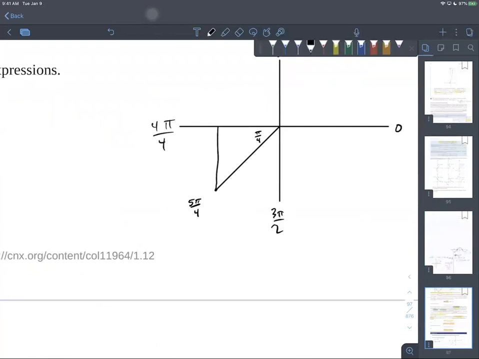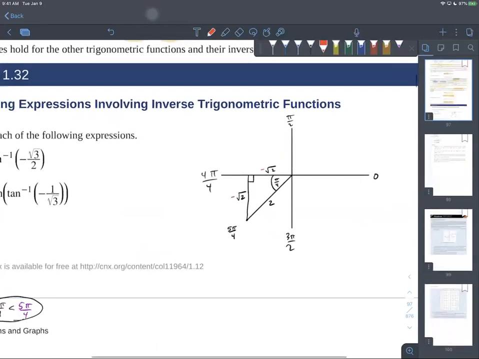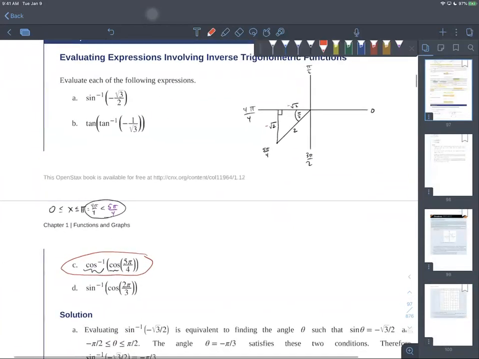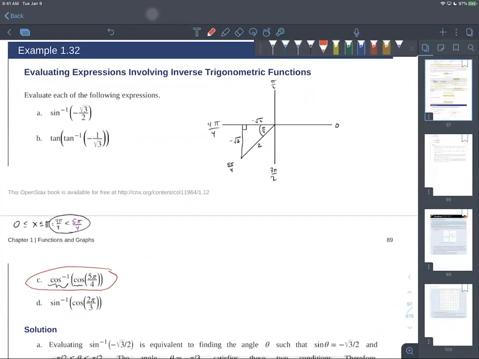And pi over 4 is 45 degrees. That is one of our special right triangles. And so this is going to have side lengths square root of 2, square root of 2, 2. And of course, we need to apply negative signs here because we are in the third quadrant. So we have negative 2, negative square root of 2, and negative square root of 2. And so we want to know the cosine of 5 pi over 4, right? So our entire problem is the cosine inverse of the cosine of 5 pi over 4.